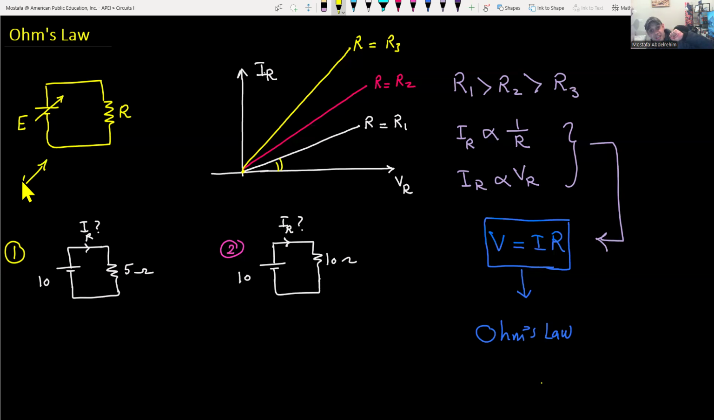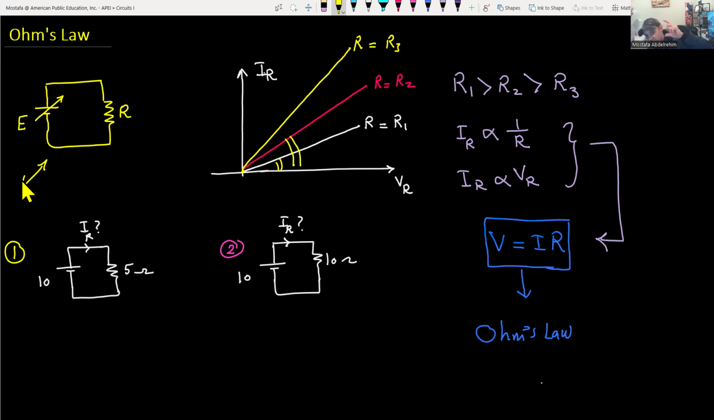Then we remove the resistance and put another resistance, maybe larger or smaller, R2. We redo the same steps. We change the battery voltage 0, 1, 2, 3, 4, and so on, and again we draw. Again, we find a linear relation between the current and the voltage. But now, since the resistance reduced, the current increased. The slope becomes higher.